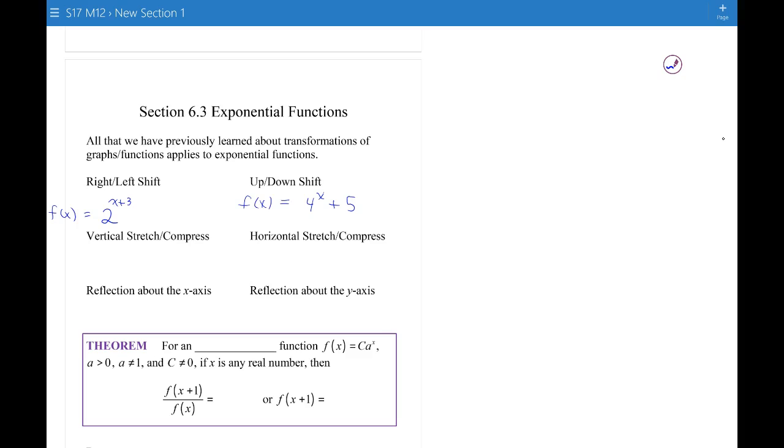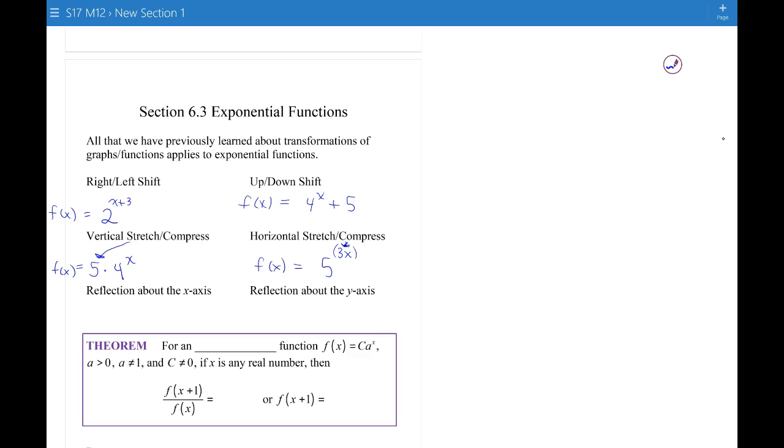A vertical stretch or compress, remember that happens if you multiply after the function. And a horizontal stretch or compress happens if you multiply before doing the function. And remember that multiplying squashes, so this is a compression. So it's backwards from how it seems like it should be. But this is a stretch.